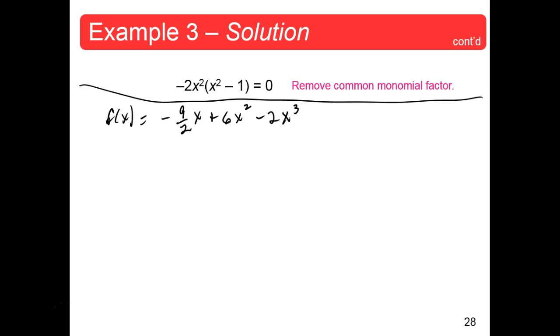You have several options to begin with. What would you like to do? Okay, I like that idea. Put it in standard form. So let's just flip it around. What would that be then? Negative 2x cubed plus 6x squared minus 9 halves x. Got it. Okay.